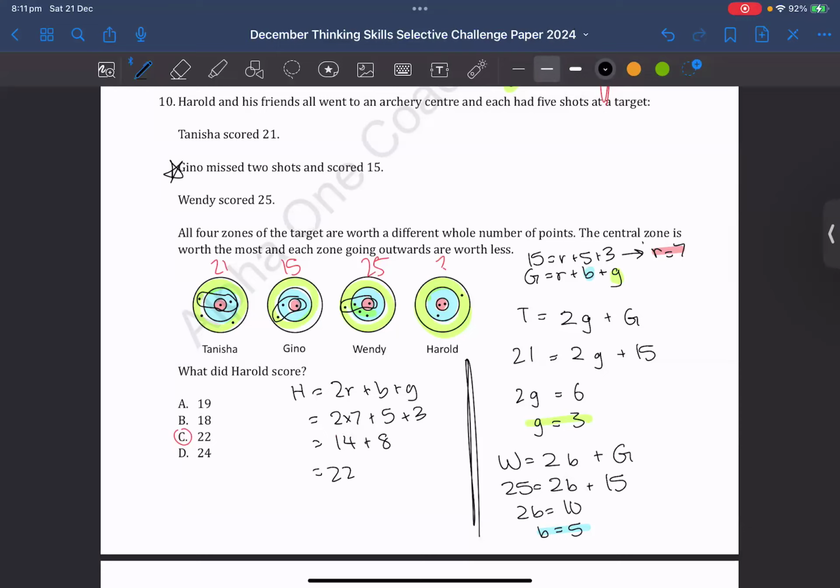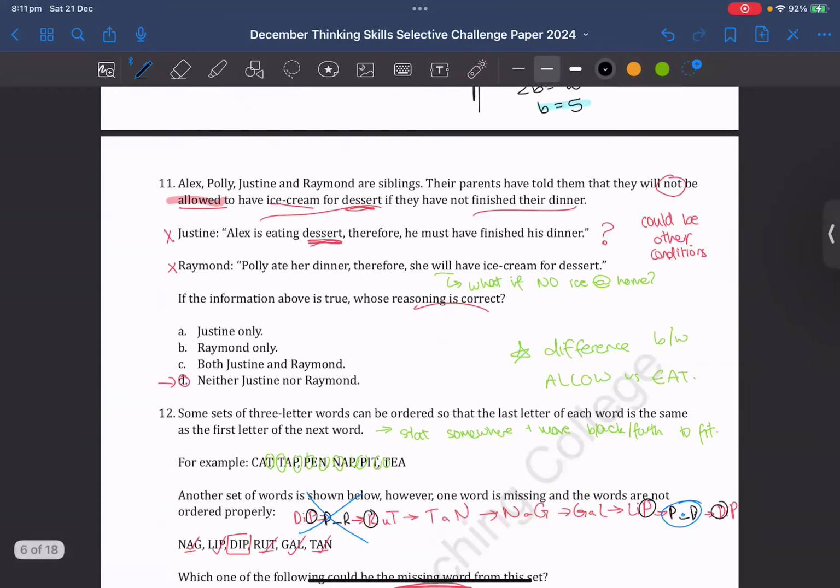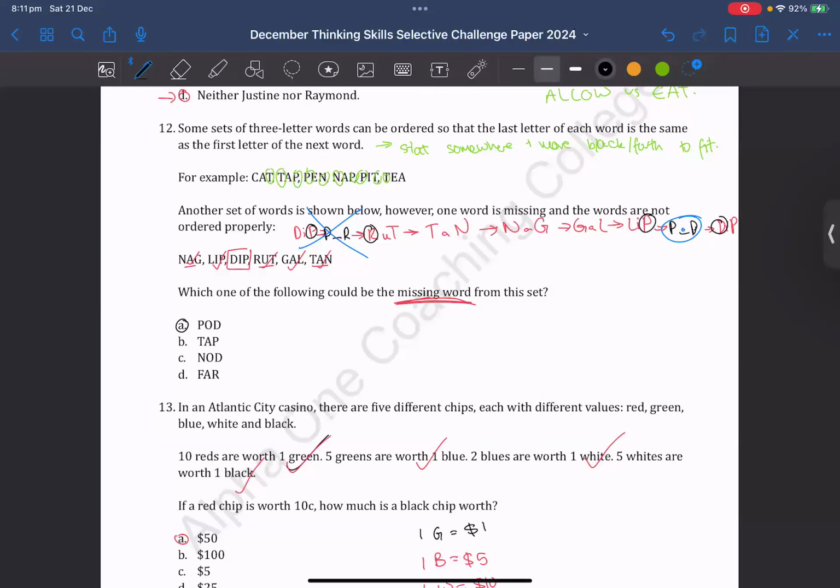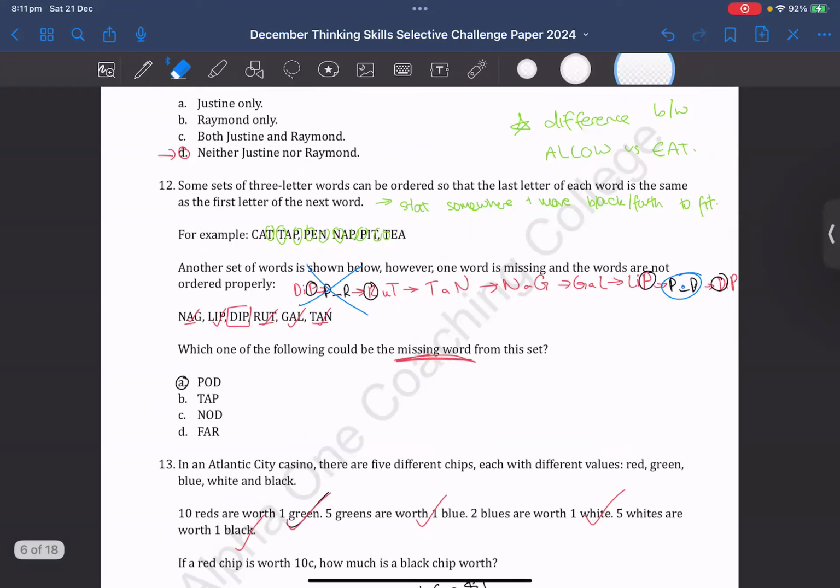I'm going to move on to question number 12 now. Okay, for the ease of everything, I'm just going to get rid of my working out here.